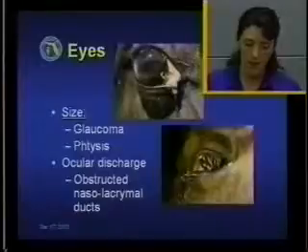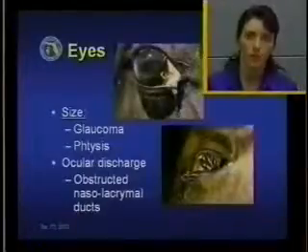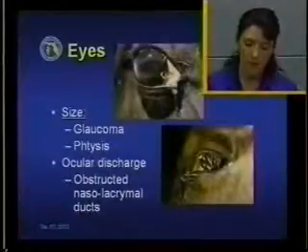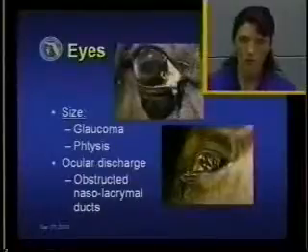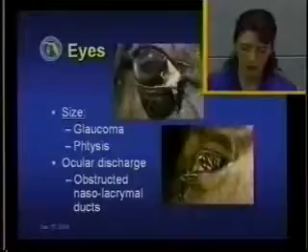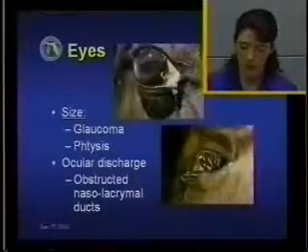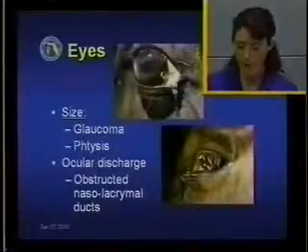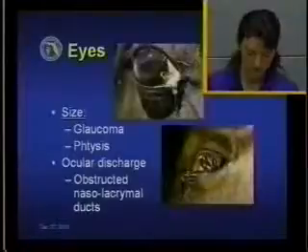Ocular discharge, especially if it's unilateral, should be addressed, and very commonly it comes from the obstruction of the nasolacrimal duct, which in turn prevents the evacuation of tears, and this can be corrected very easily by flushing the nasolacrimal duct.